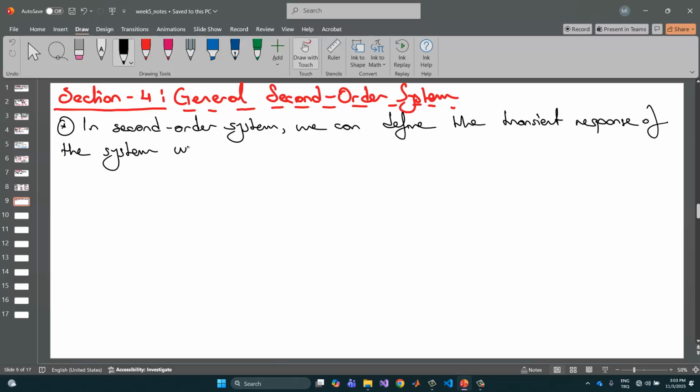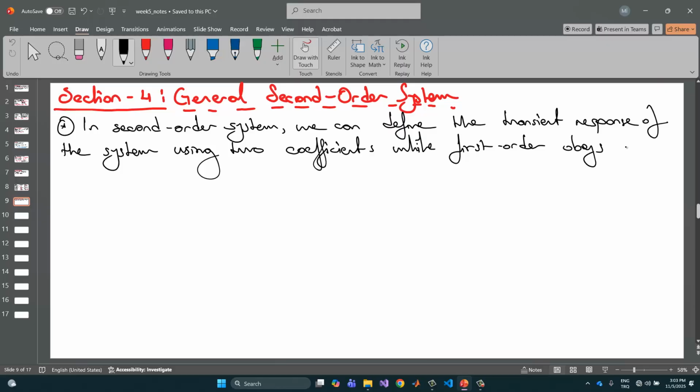Using two coefficients, while first order obeys 1 over tau. Okay, because in the first order system we have the one pole and one time constant, but in the second order system we have two time constants. Okay.